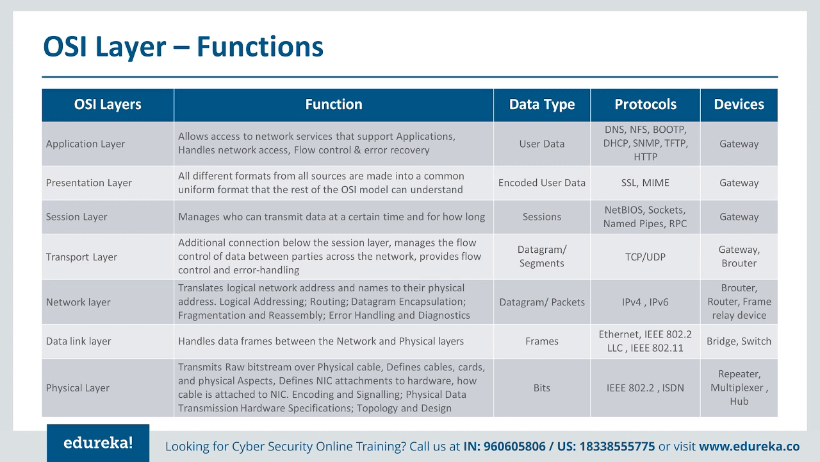The physical layer transmits the zeros and ones. We deal with bits here, and the protocol used is IEEE 802.2 or ISDN. The devices which we connect are a repeater or a multiplexer or hub. What is a repeater? A repeater is nothing but a signal extender. Hubs also do the same thing.